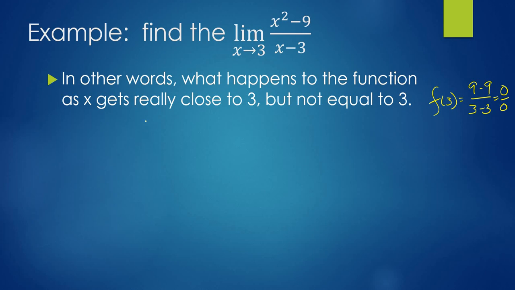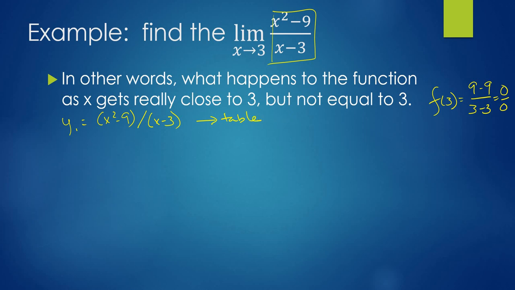Well, get out your calculators and go to y sub 1, and let's put in this function, not with the limit, just the function itself. So you're going to need a parentheses, x squared minus 9, divided by, and another parentheses for the denominator. So take a minute and put that into your calculator under y sub 1. Okay, now we're going to go to our table feature.